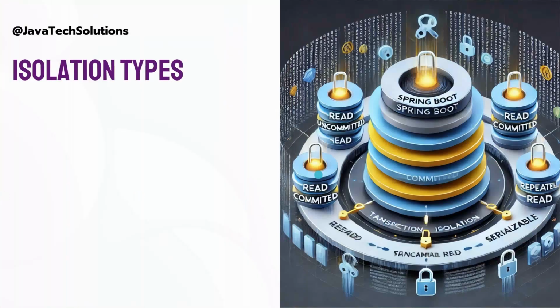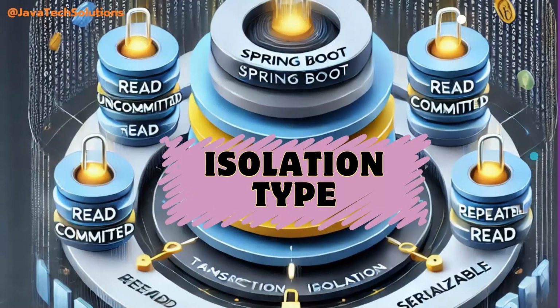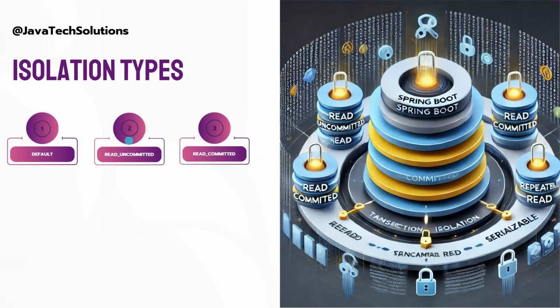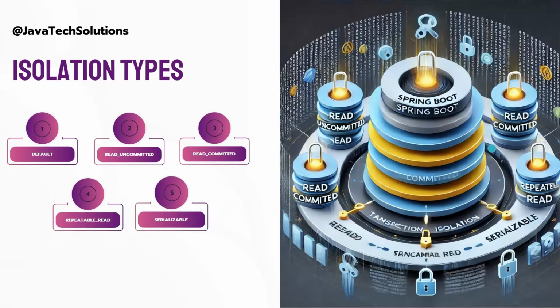So here, if you see, Spring Boot supports 5 isolation types. First one is the default. Next one is read uncommitted. I will talk about the detail of each isolation in the latter part of this presentation. Next one is read committed. The fourth one is repeatable read, and the final one is serializable. So these are the different isolation types supported by Spring Boot.